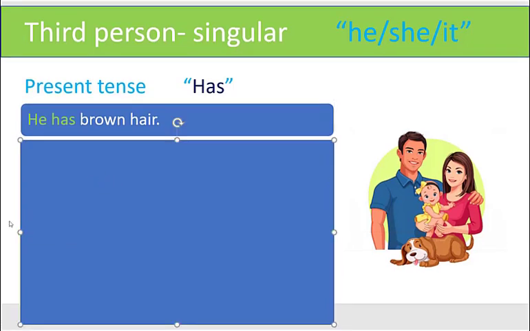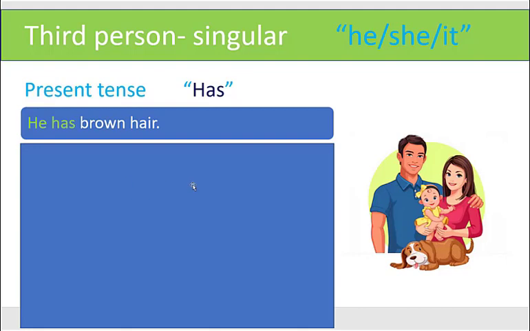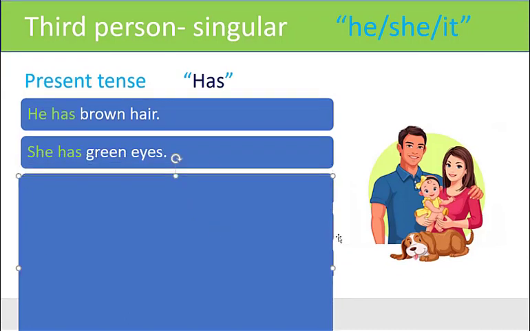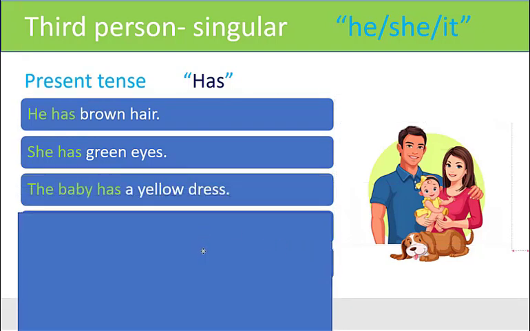So, he has brown hair. Just him, nobody else. He has brown hair. She has green eyes. Just her, no one else. Now here we have something slightly different. Here we're referring to the baby, but because the baby is singular, again we use has. The baby has a yellow dress.